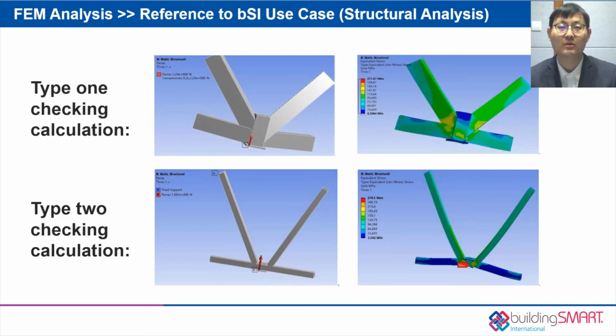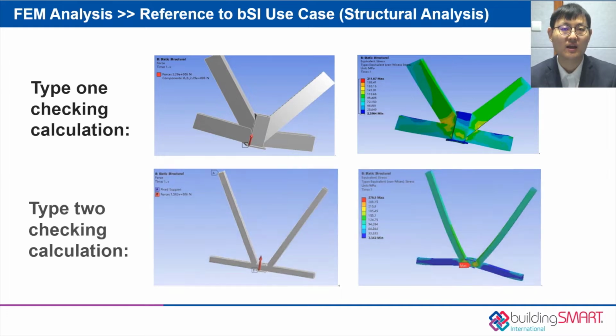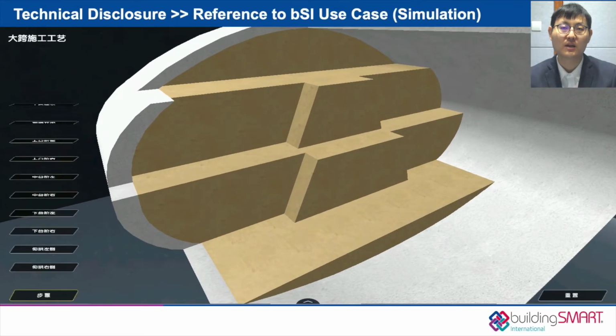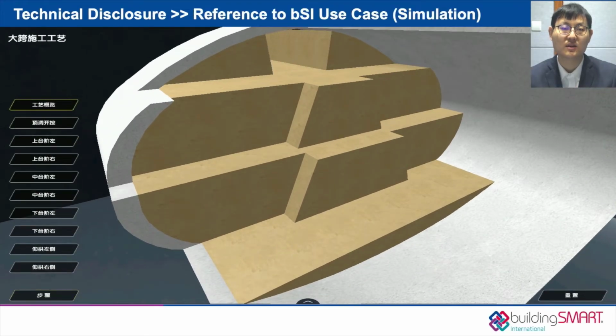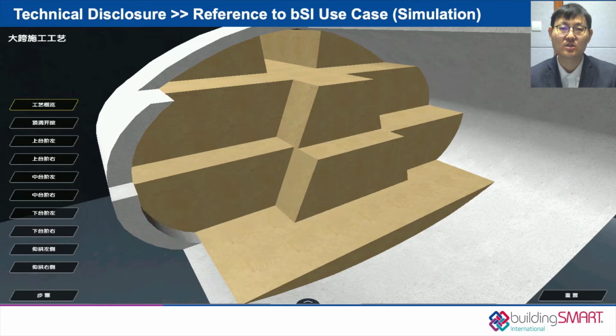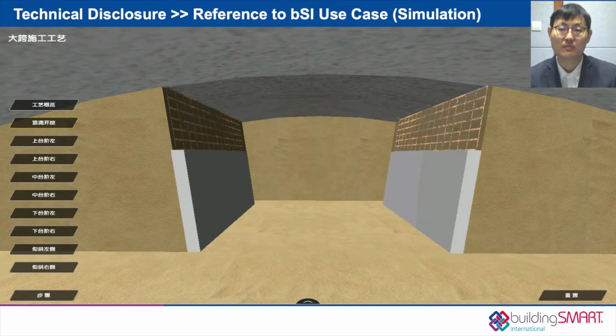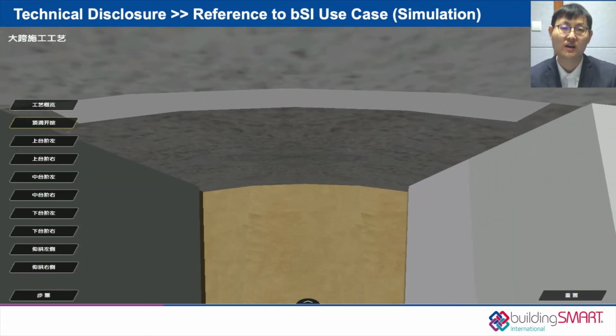For example, we performed the finite element analysis with reference to the use case of structural analysis. Based on this application, we can analyze whether the maximum local stress of the lower hanging point meets the lifting requirements. Relying on established BIM model and referring to the BSI use case, we simulated the tunnel excavation process, which is helpful to predict the excavation status, find the problem of the plan, and visually guide the construction.